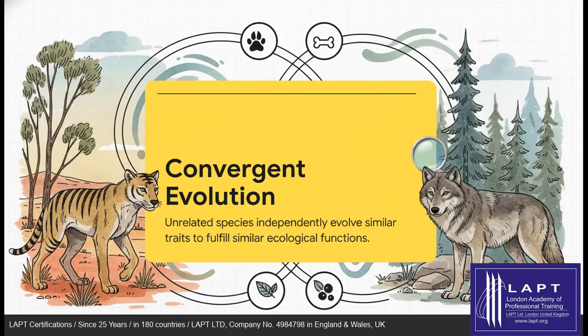So they actually adapted in parallel to the placental mammals on other continents, because the ecological niches, the available jobs, were fundamentally the same. The environment demanded a swift predator, right? So evolution independently built a wolf out of a marsupial in Australia and a wolf out of a placental mammal everywhere else. Nature basically just found two different ways to fill the exact same role.